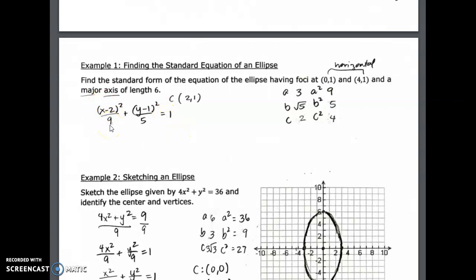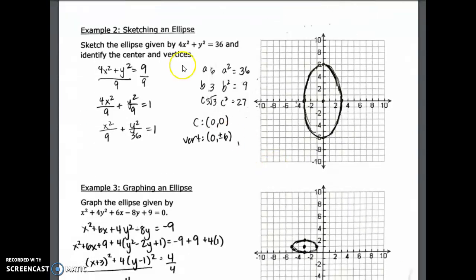And then I can build my equation from there. The only other piece of information I need is my center point, which I can get from my two foci as well by finding the midpoint of the two foci. So halfway in between, I can find it by plotting the points and finding the middle point, or by using my midpoint formula. It's going to be at (2, 1), so I just plug my numbers in and get my standard form. Making sure that because it's horizontal, I put my a squared value under my x's.